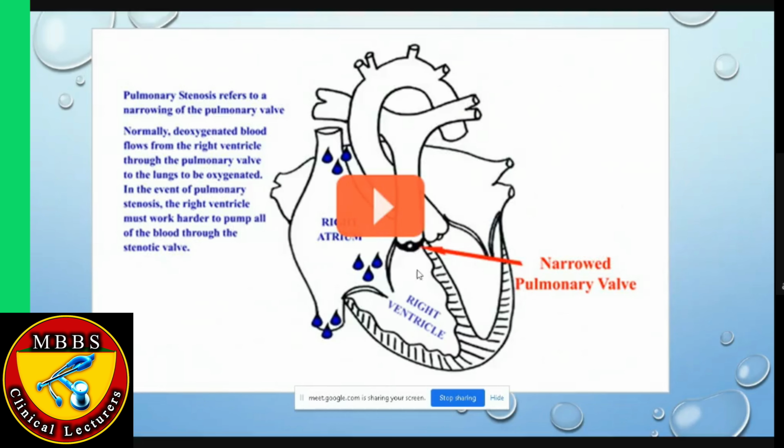Normally, the deoxygenated blood present in the right ventricle flows through the pulmonary valve to the lungs to get oxygenated. In this event, the right ventricle carries deoxygenated blood, and if the valve is stenosed, the blood cannot be pushed into the lungs, and the ventricle has to work very hard to pump the blood through the stenotic valve.